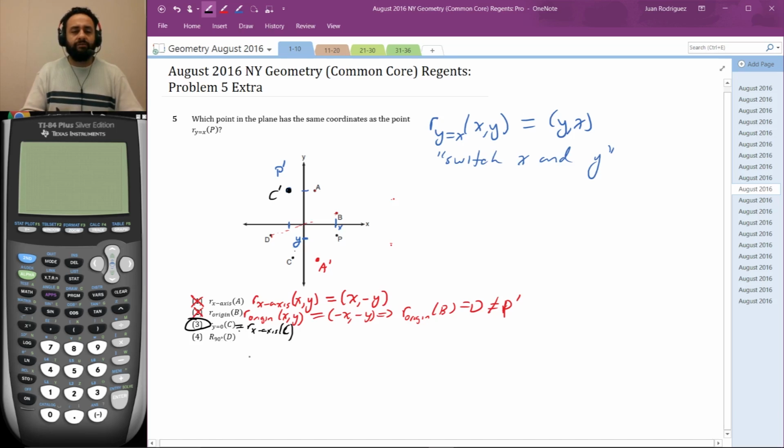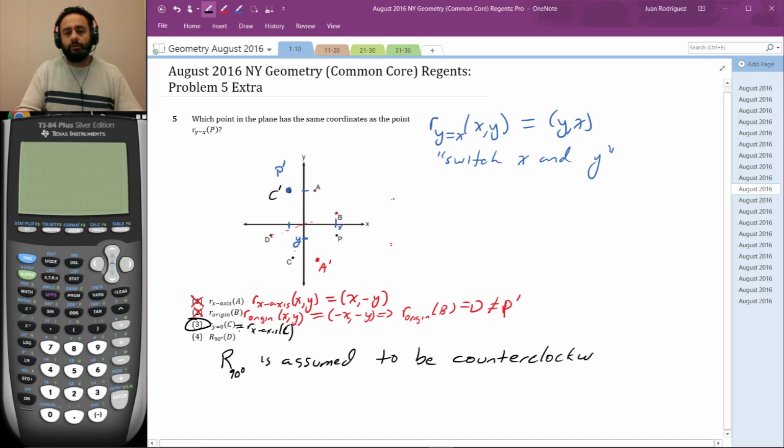Rotation of 90 degrees of D. A rotation of 90 degrees is assumed to be counterclockwise, and you have to know that. You're required to know that. There's nothing in the math notation that says it has to be that way, so that's something you need to know. Historically, that's what we've taken, because if you rotate 90 degrees clockwise, you either have to describe it as a rotation of negative 90 degrees, or as a rotation of 270 degrees counterclockwise.